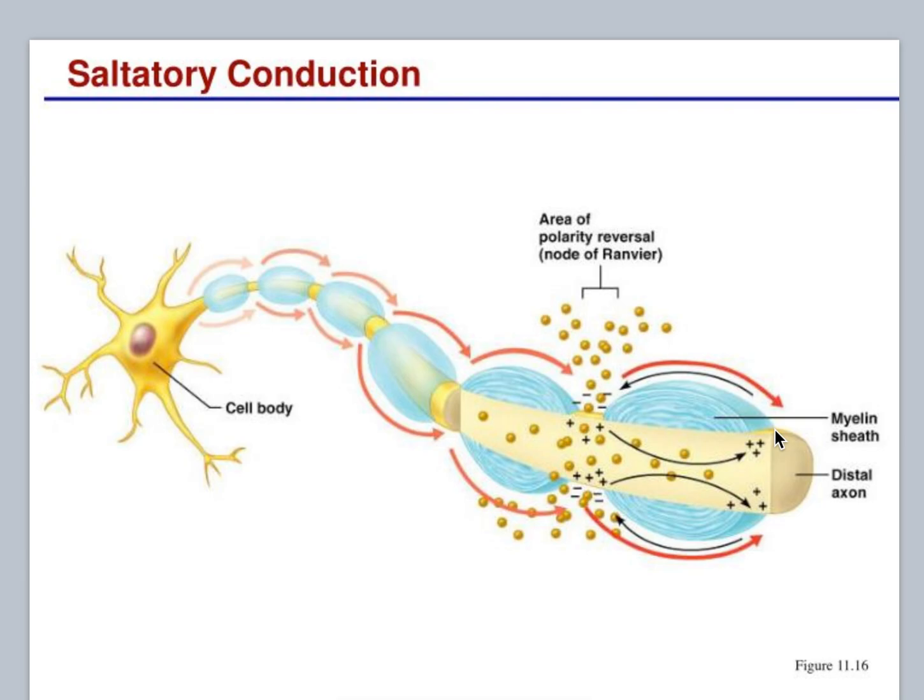And then the next node gets triggered by the depolarization, so the sodium channels open up there and can have a cascade of the action potential from one node, bouncing from one node to the next node. Instead of going continuously down the axon at all segments, it skips from one node to the next node. That's what makes it go faster.